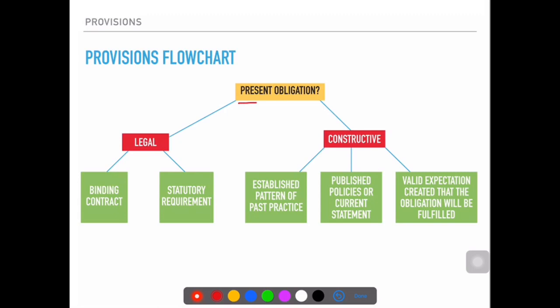Legally, we don't have a binding contract, and we probably don't have a statutory requirement mentioned in the case facts. However, it's likely that we have a constructive obligation. Has there been a valid expectation created? Well, the management of ABC Limited has publicly announced that they'll be paying the hospital bills. So yeah, I would say that there's a valid expectation.